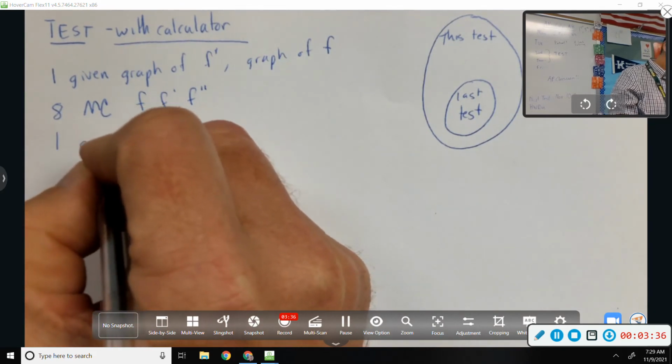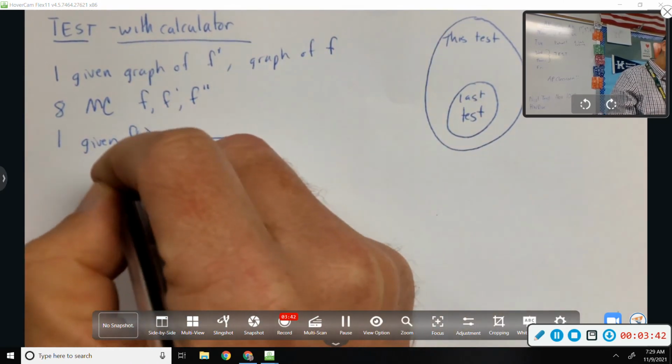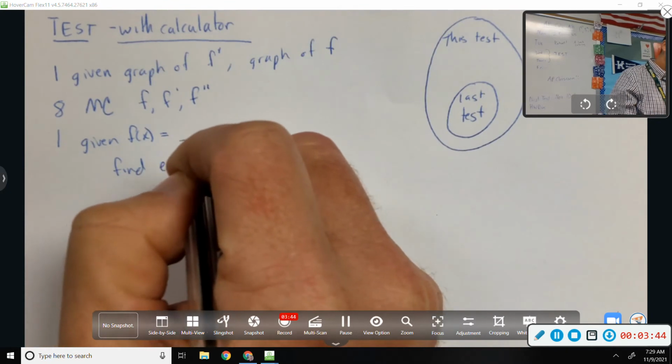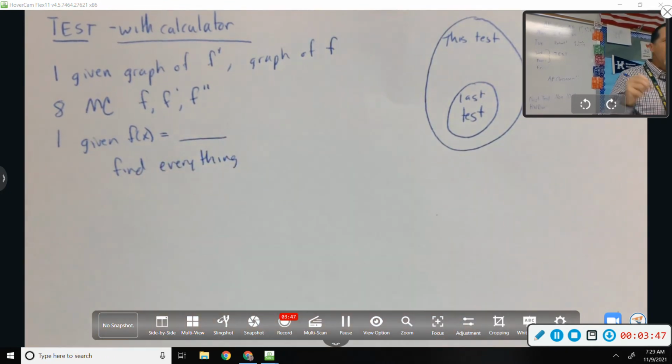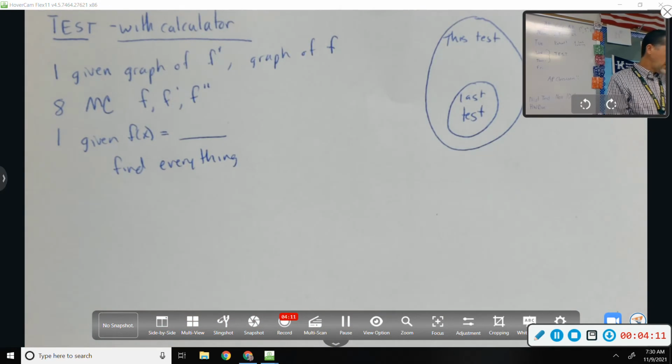One, given f of x equals something, find everything. By that I mean that one-page worksheet where the one problem was the whole page, and you found the first derivative, and then where it was increasing and decreasing. You found the second derivative, concave up, concave down. Found the intercepts, and then put all of that stuff together and did a graph. You know what I'm talking about? One of those. Does it tell us what we need to write? Yeah, it's exactly like the worksheet with a different function at the top.